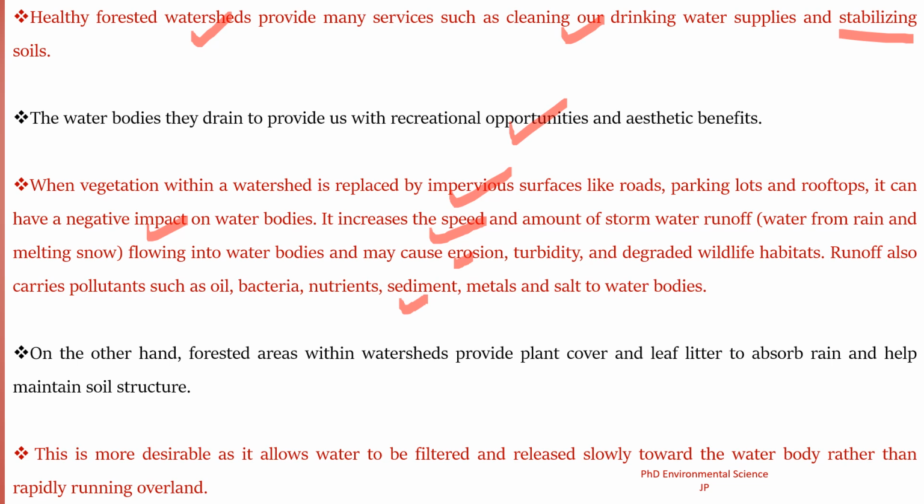Forested areas, in contrast, provide natural cover and leaf litter that absorb rainwater and help in maintaining the soil structure. This process allows water to be filtered and released gradually into water bodies, which helps to maintain the water quality and reduce erosion. Impervious surfaces prevent water absorption, leading to rapid runoff that can cause erosion, pollution, and habitat degradation. This not only impacts water bodies but also disrupts the overall ecological balance.